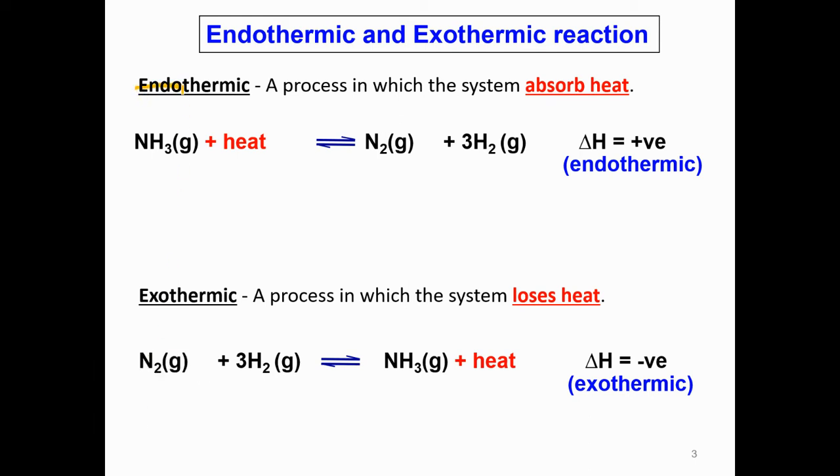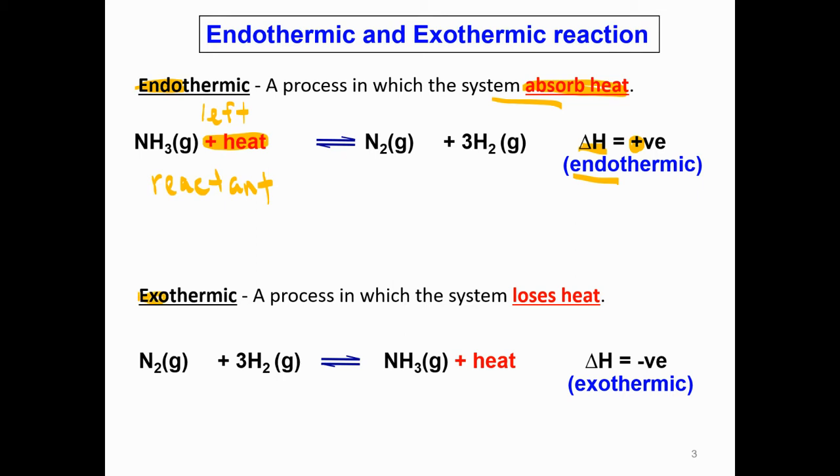First, endothermic. Endothermic means a process in which the system absorbs heat. So therefore we put plus heat on the reactant side, because the system absorbs heat. And another hint: how do we know it is endothermic or exothermic? Look at the enthalpy. If it's positive, it means heat is absorbed. So we put plus heat on the left hand side, or at the reactant.